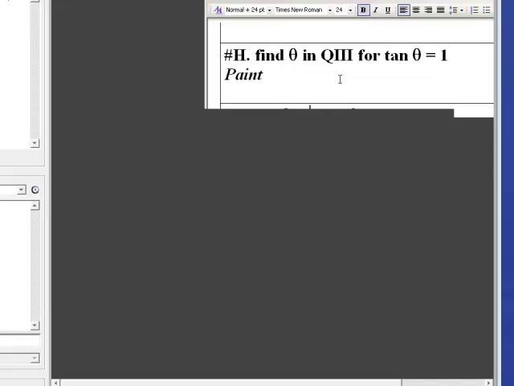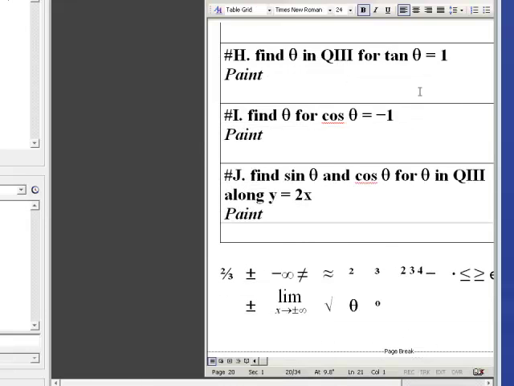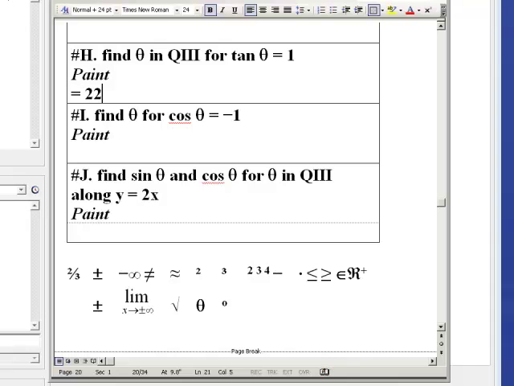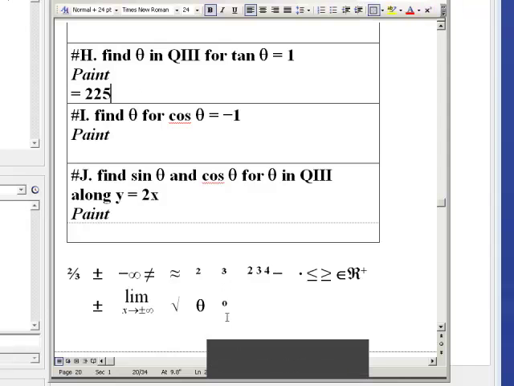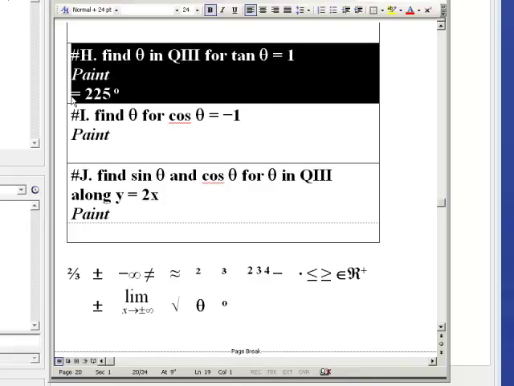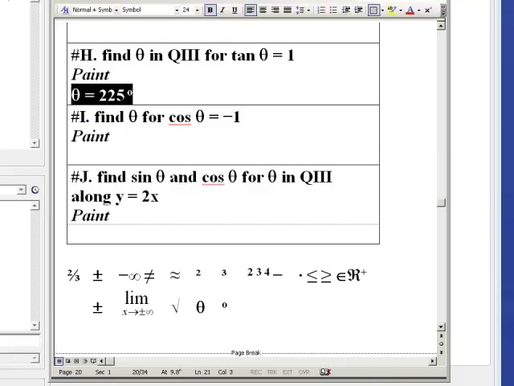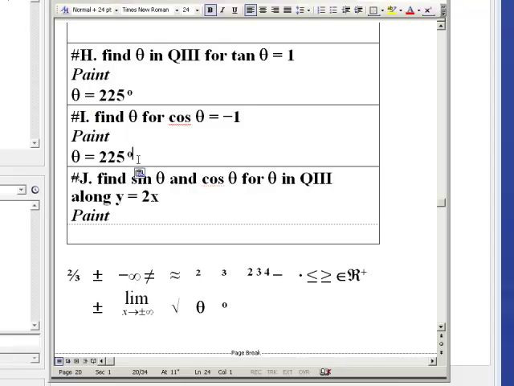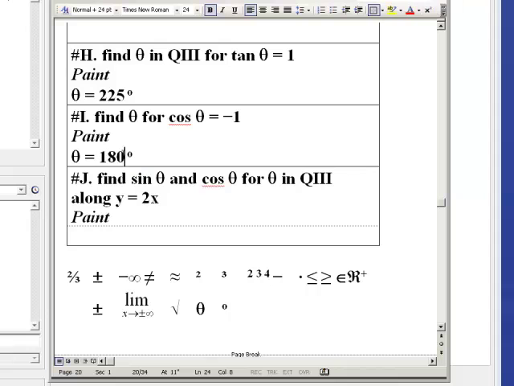So I go back to Word and fill in our answers. So here we come up, find theta, and that came out to 225 degrees. Let's see, I do this again here. I don't know if I copied this actually. 225 degrees, and this was theta. And for the other one, that came out to 180 degrees. Okay.